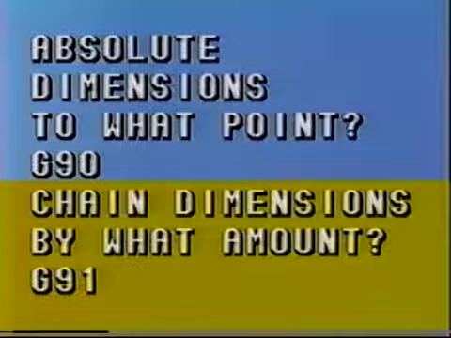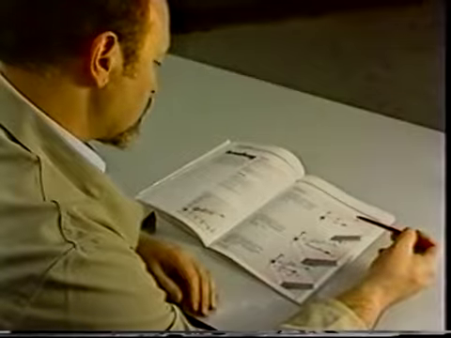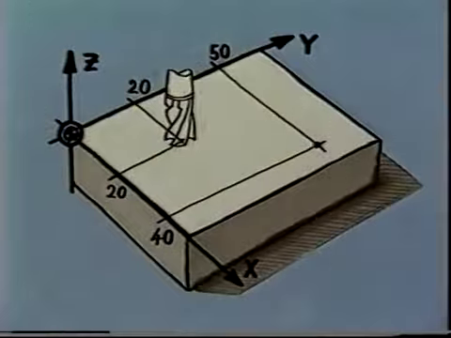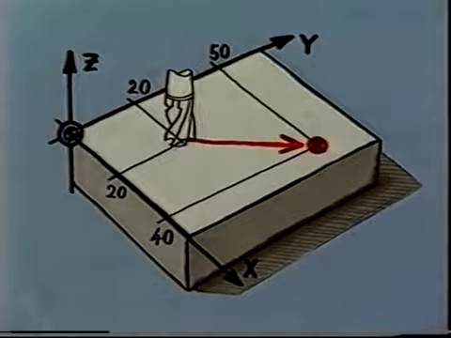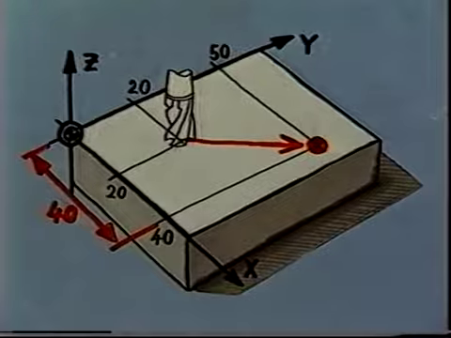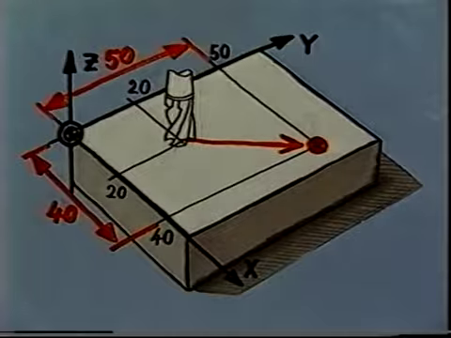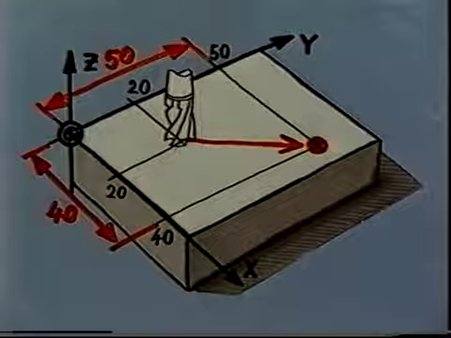Darn, that's real complicated. I'm going to have to take a closer look at that. Now let's see. If I want to move to that point, it's 40 millimeters away from the 0 point in the x direction and 50 millimeters away in the y direction. Those are the absolute dimensions.